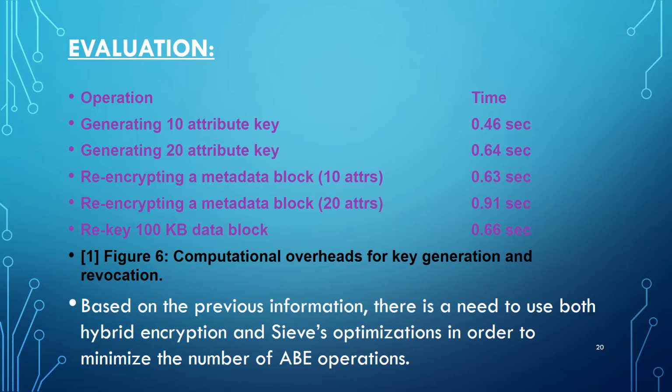So in other words, there will be some computation overheads for key generation and revocation. Based on the previous information, as I explained, there is a need to use both hybrid encryption and Sieve's optimization in order to minimize the number of ABE operations. You have to use both if you want to avoid some computation overheads. In other words, the performance won't be that degraded.